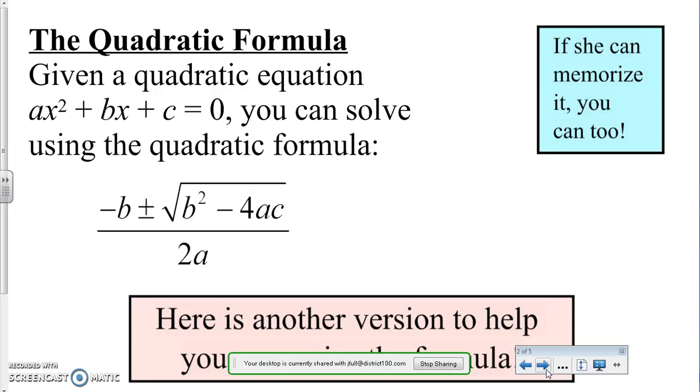So given a quadratic equation in the form ax squared plus bx plus c equals 0, you can solve using the quadratic formula by plugging in the coefficients and the constants. So notice in that formula you don't see any x's in there. We're going to take the coefficients for the x squared and the x, and then the constant, plug them in and simplify. Now, the formula looks kind of complicated. I'm going to add an x equals in front of there.